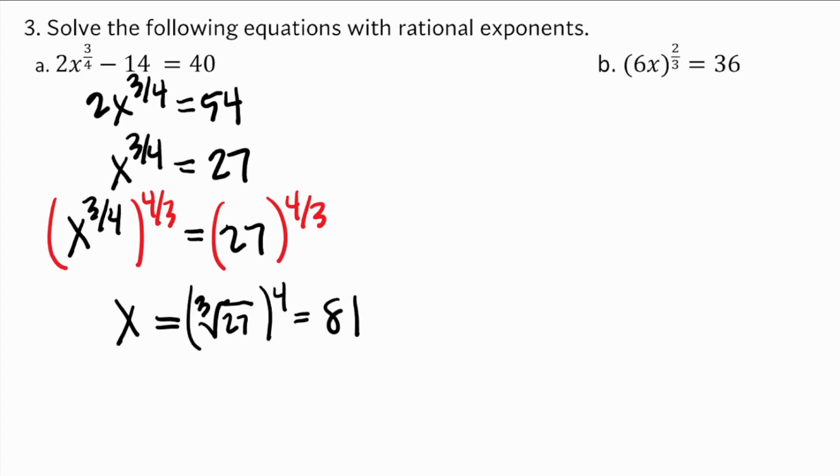I did take both sides to the 4th power, before taking the cube root or after, however you want to think about it, so I should probably check, but I'm feeling pretty good about this because, okay, 2 times 81 to the 3/4 is going to be 27. Minus 14 equals 40. Yeah, that's true, because 54 minus 14 is 40. Okay, good. x equals 81. That's my solution.